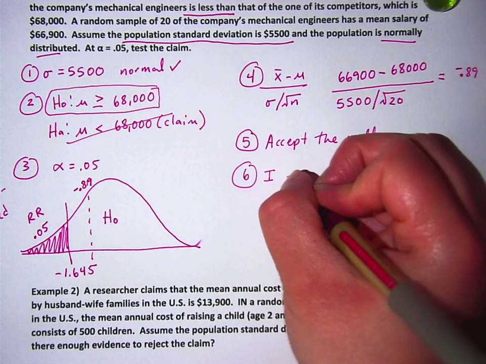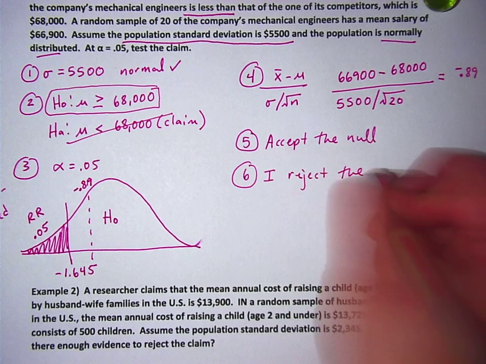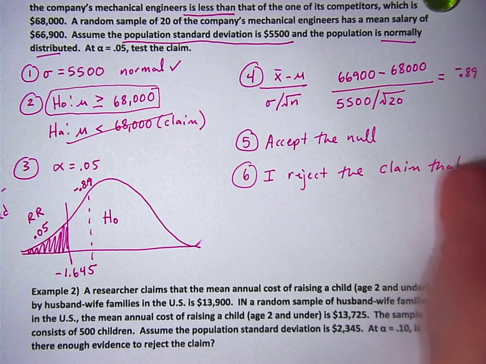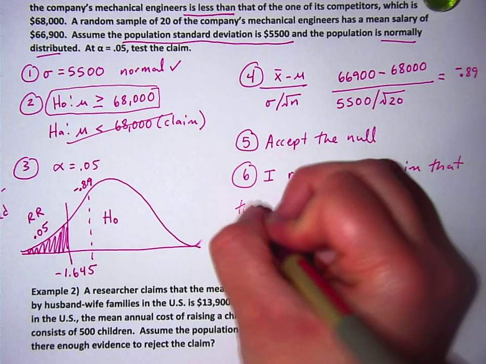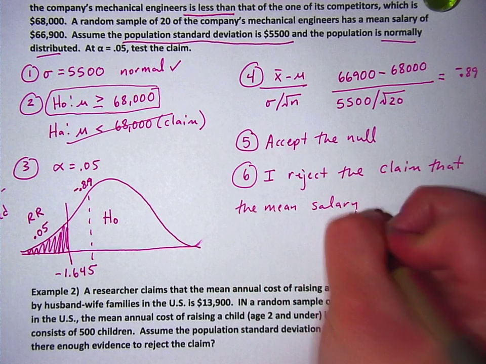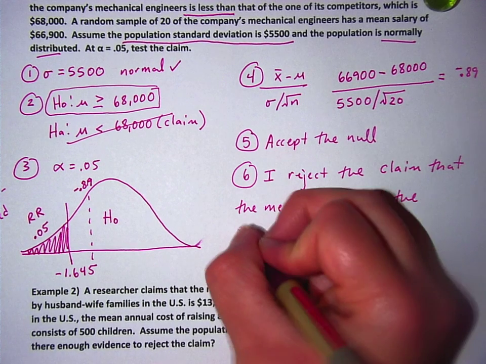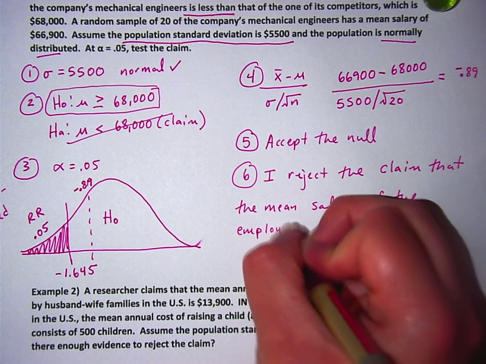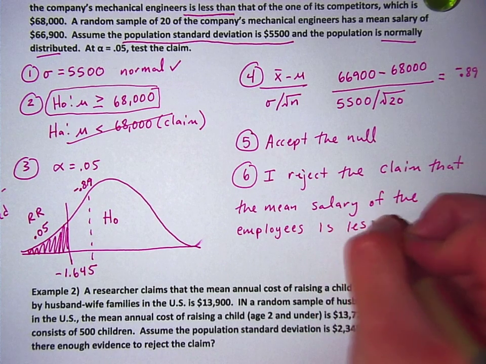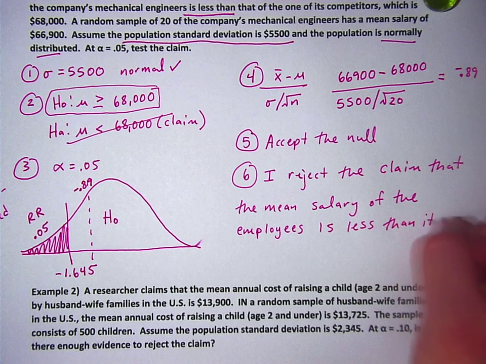So my sentence is, I reject the claim, because remember the claim is the alternative in this case. And then you have to say what the claim is. That the mean salary of the company, or I guess the employees, is less than its competitors.